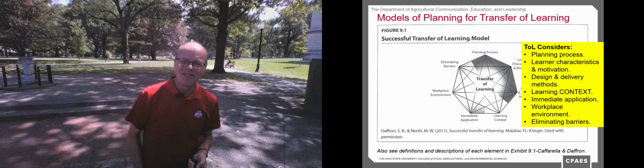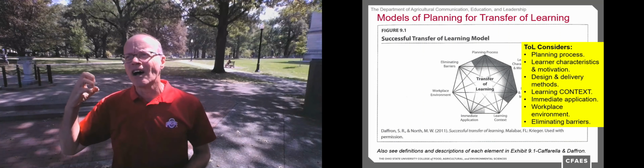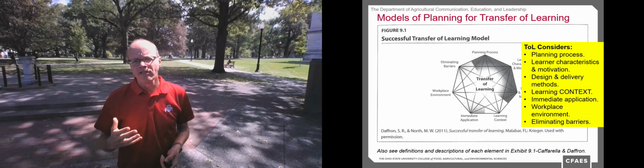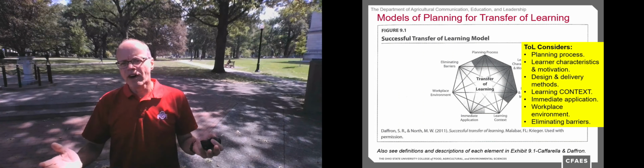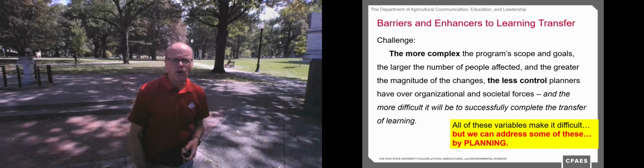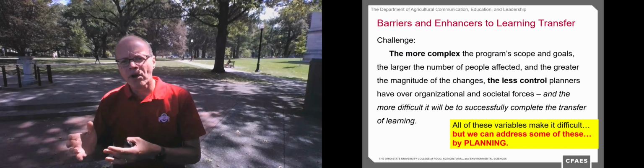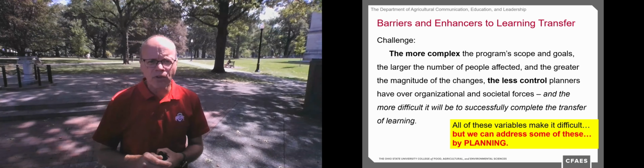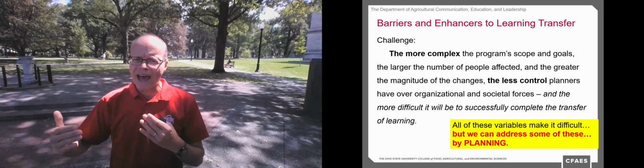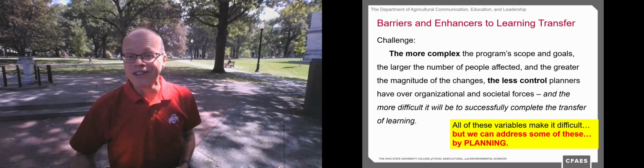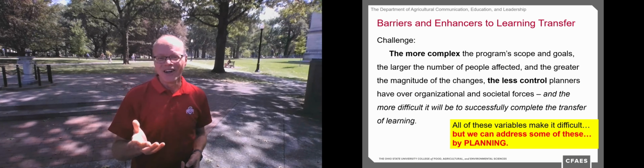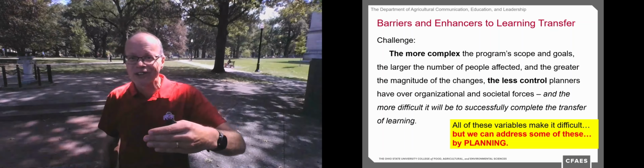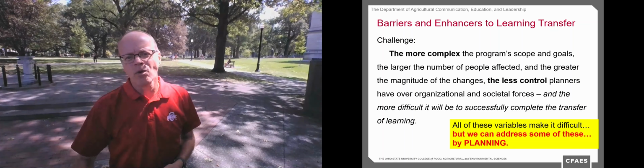You get that? Because it's so immediate, and that construct is so spot on with so much of our learning as adults. What's the environment? How do we eliminate barriers? One of the things is the more complex your scope is, or your goals, the larger the number of people, the greater the magnitude of change that you're wanting to affect, the less control you have as a planner over those organizational and societal forces. So the more difficult it is, and the less control you have, the more difficult it will be.